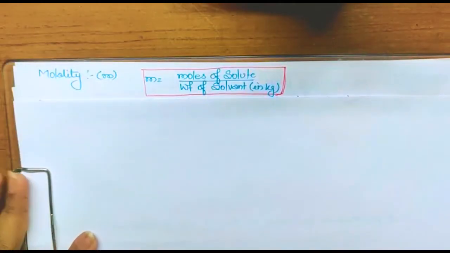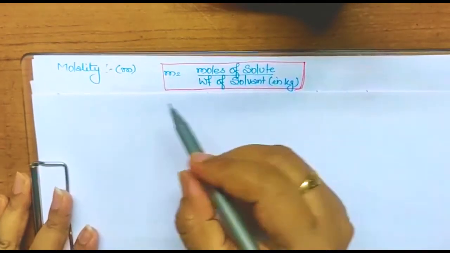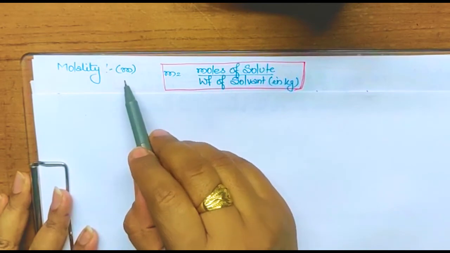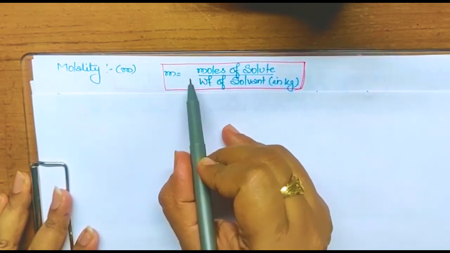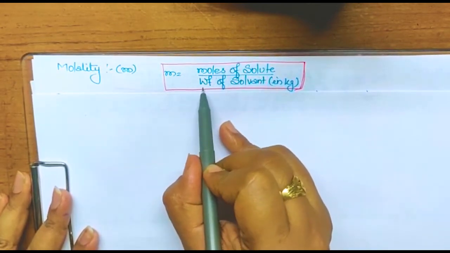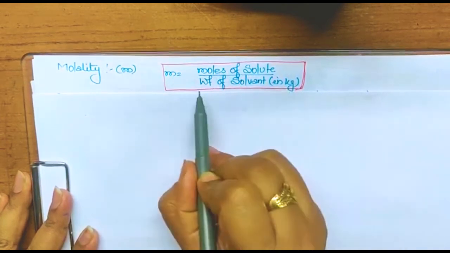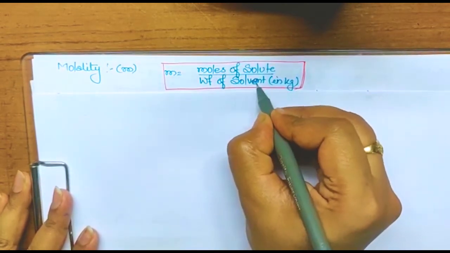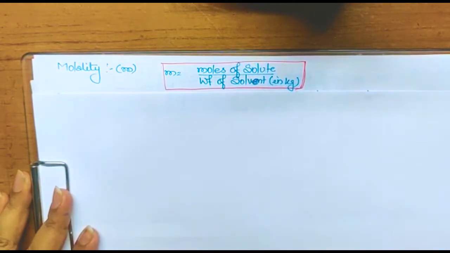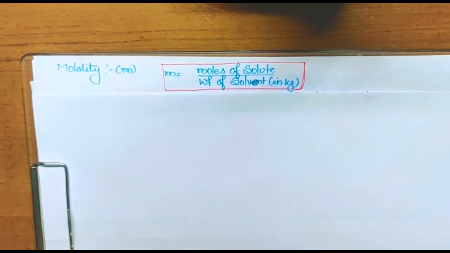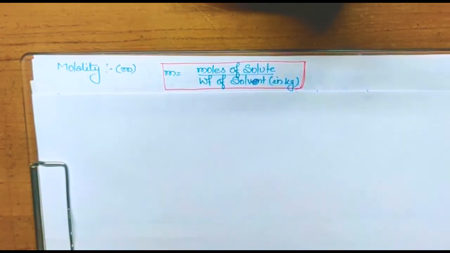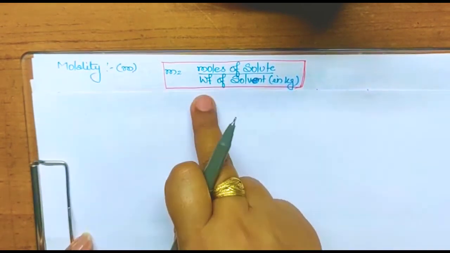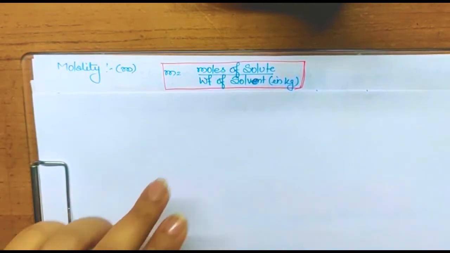Molality is represented by small m. Here is the next topic, that is molality. Molality is denoted by small m, and that is moles of solute dissolved per kg of solvent. You have to be very clear. In molarity, it was the volume of the solution, but in molality, it is the weight of the solvent. Clear? And that should be in kg.